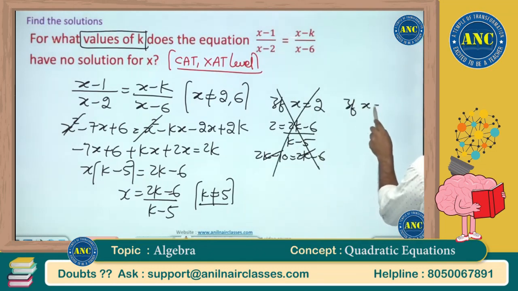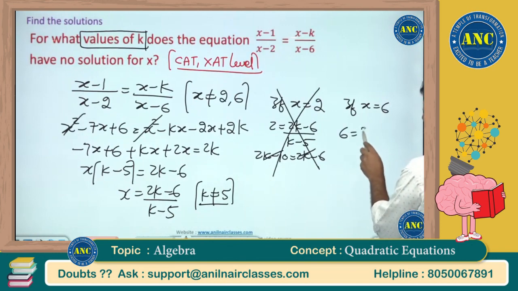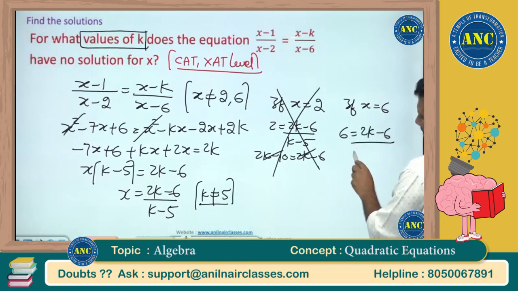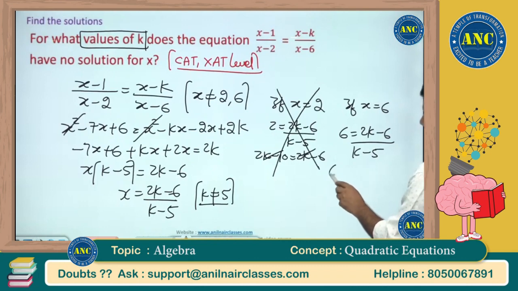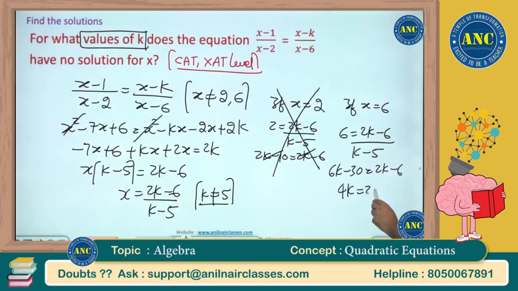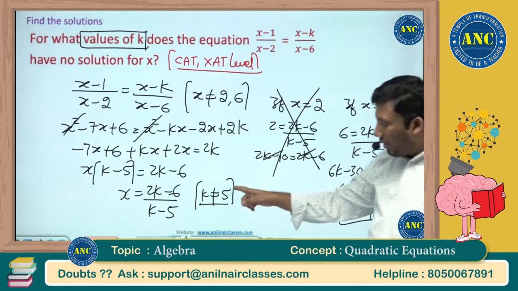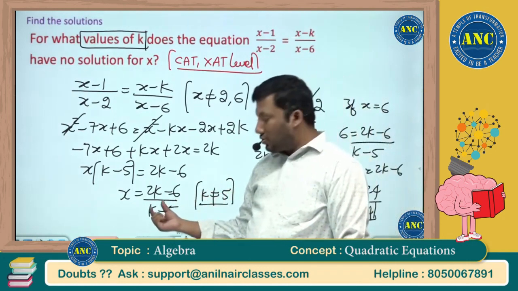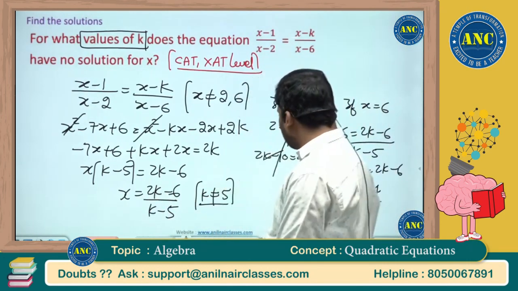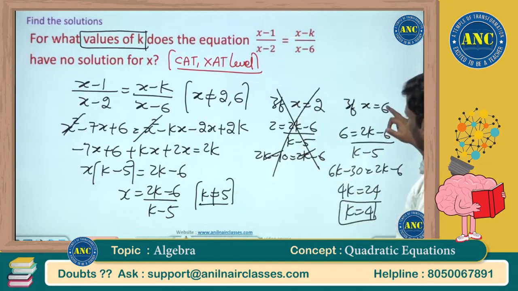If x equivalent to 6, then 6 equivalent to (2k minus 6) divided by (k minus 5). 6k minus 30 equivalent to 2k minus 6. 4k equivalent to 24, k equivalent to 4. That means k is not equivalent to 5 here. If k is equivalent to 5, it will not have any solution. If x equivalent to 6, I am getting a solution.